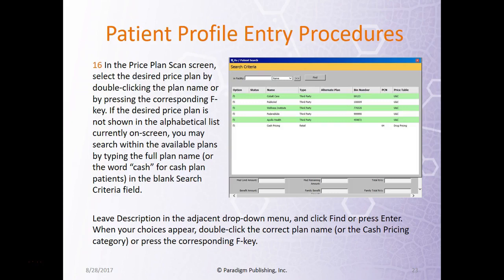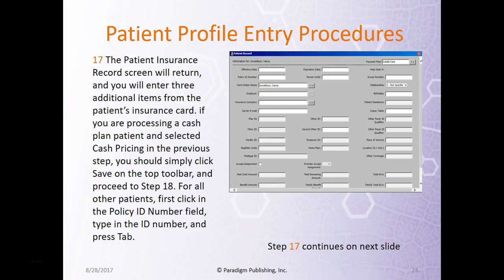If the desired plan is not shown in the alphabetical list currently on screen, you may search within the available plans by typing the full plan name or the word cash for cash payment for a patient in the blank search criteria. Leave description in the adjacent drop-down menu and click the find or press enter. When your choices appear, double-click the correct plan name or the cash pricing category or the correct F key.